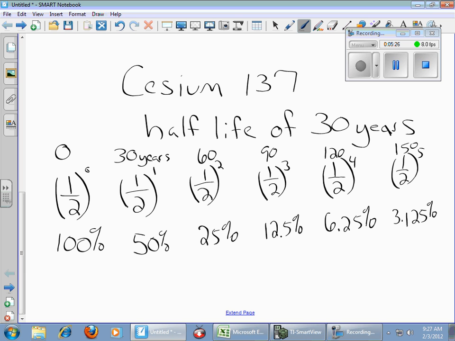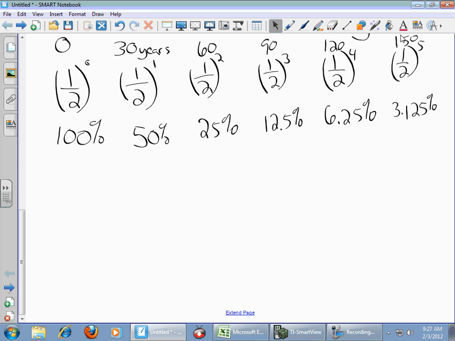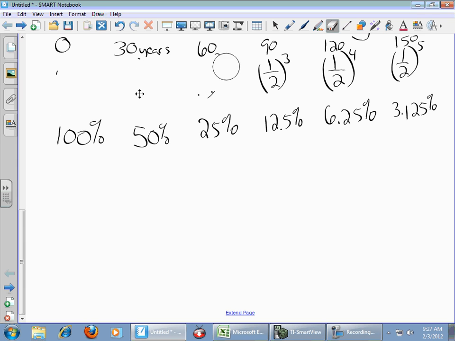Okay, now I'm going to get rid of the 1/2 because they're in my way for the calculations I'm doing. So what I'm going to do is I'm going to kind of set up a timeline here.